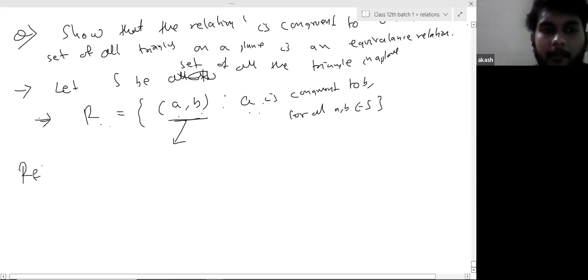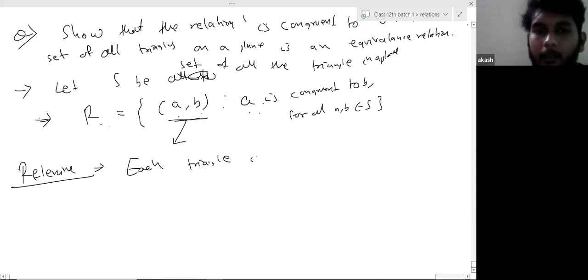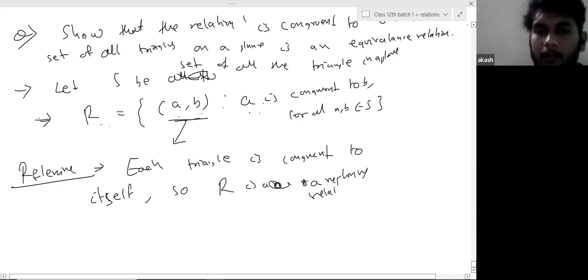So how to check reflexive? Reflexive means each triangle should be congruent to itself, right? Related to itself. And we know that that is true. So we can simply write that each triangle is congruent to itself. So R is a reflexive relation, right? We don't need to write anything else on this.